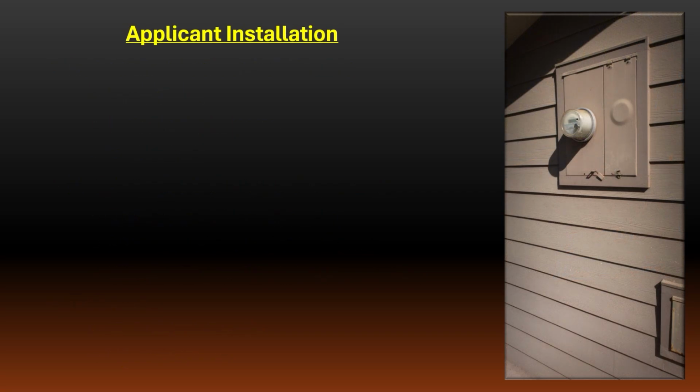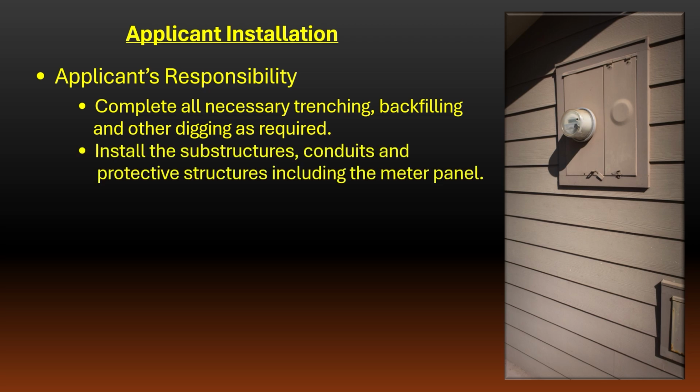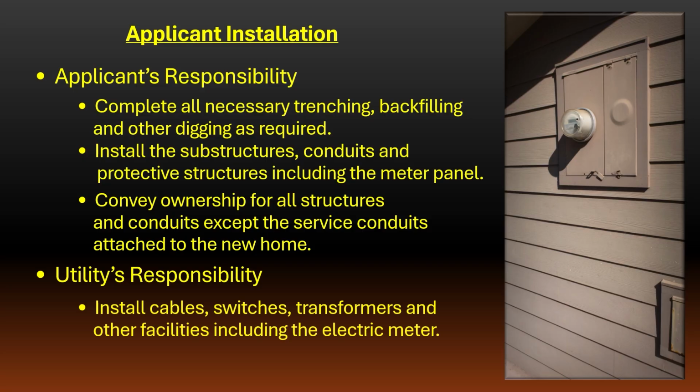Once the construction plans are complete and with the utility's approval, the project will advance to the construction phase. It is typically the applicant's responsibility to complete all necessary trenching, backfilling, and other digging as required. In addition, the applicant will install the substructures, conduits, and protective structures, including the meter panel. When complete, the applicant will convey ownership of all structures and conduits, except the service conduits attached to the new home. Upon acceptance of ownership, the utility will install the necessary cables, switches, transformers, and other facilities, including the electric meter, to complete the necessary work and begin providing electric service.